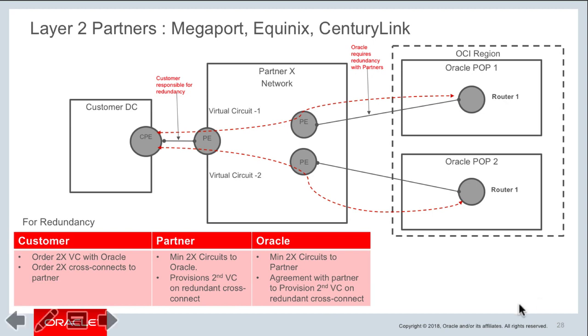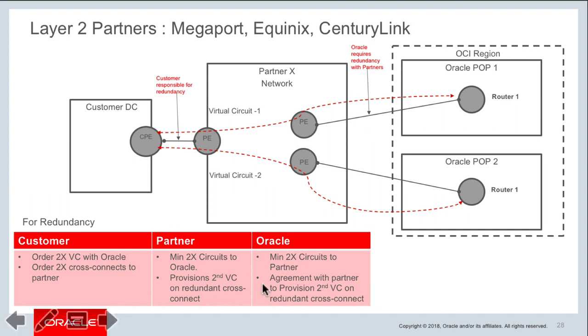So for redundancy, it is recommended that the customer orders two virtual circuits with Oracle and two cross-connects to the partner, so that from a cross-connect perspective, you have multiple redundant links with a partner, and also you order two virtual circuits with Oracle. This is the responsibility of the customer, because this is not under Oracle influence. On the Oracle side, we already have agreements with the partner that when you order two virtual circuits, the two virtual circuits would be on redundant cross-connect groups.